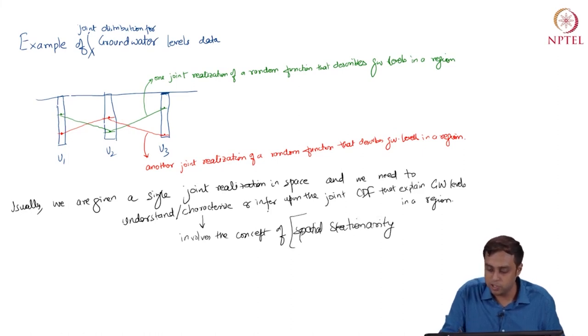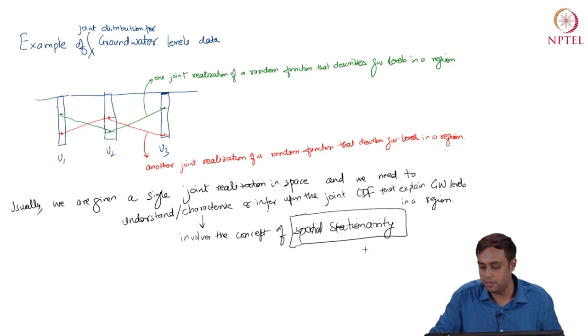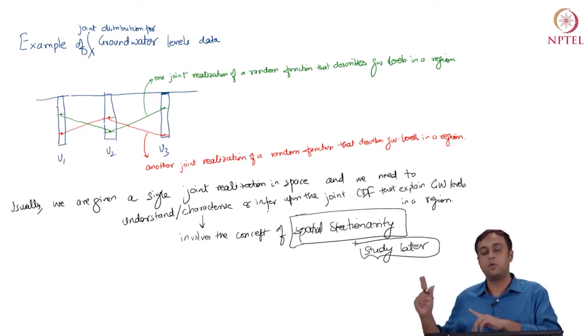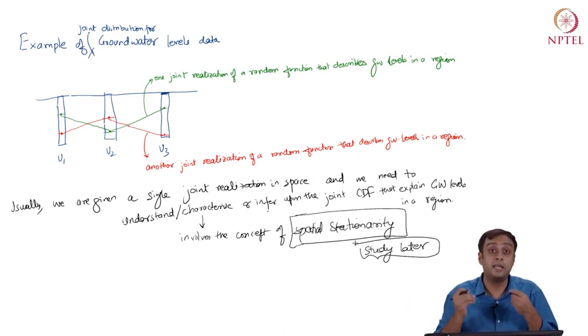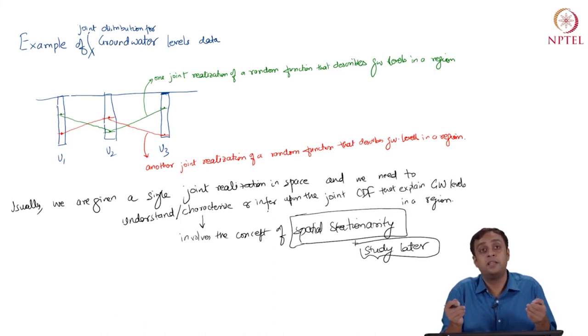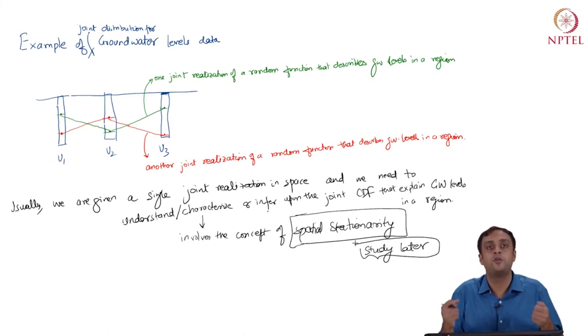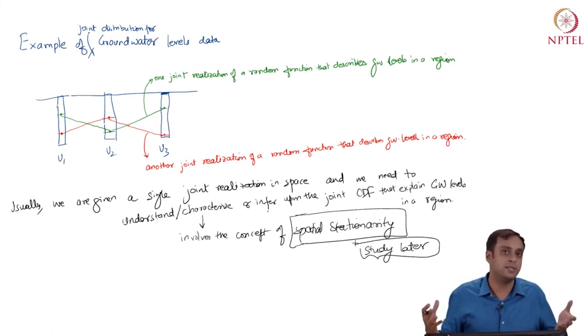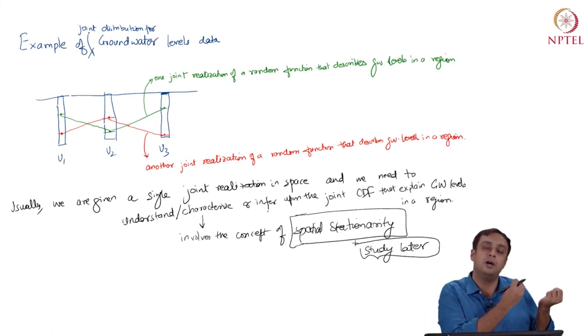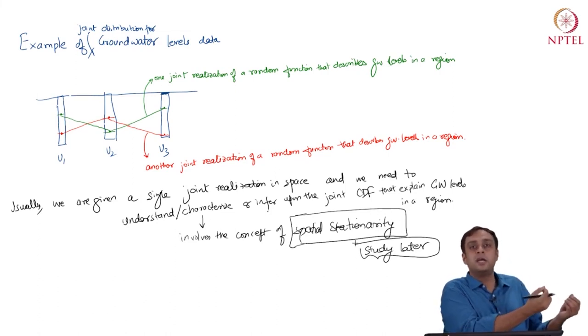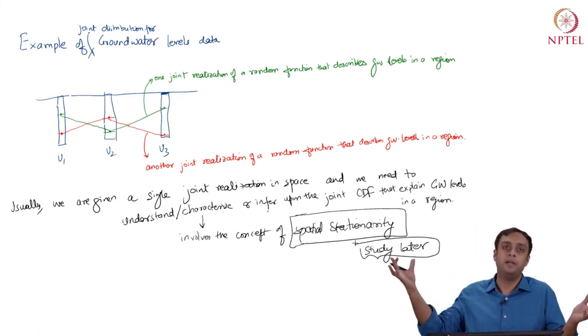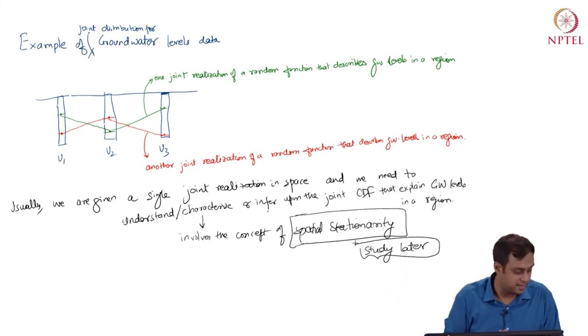This is one of the most important concepts that we will study later in the course. Spatial stationarity is the key assumption, really. It's something that we must go in with. We have to be confident that we have spatial stationarity to be able to expand our understanding of the world from a single realization to what might be happening in terms of the joint distribution in space, right? So that's that.